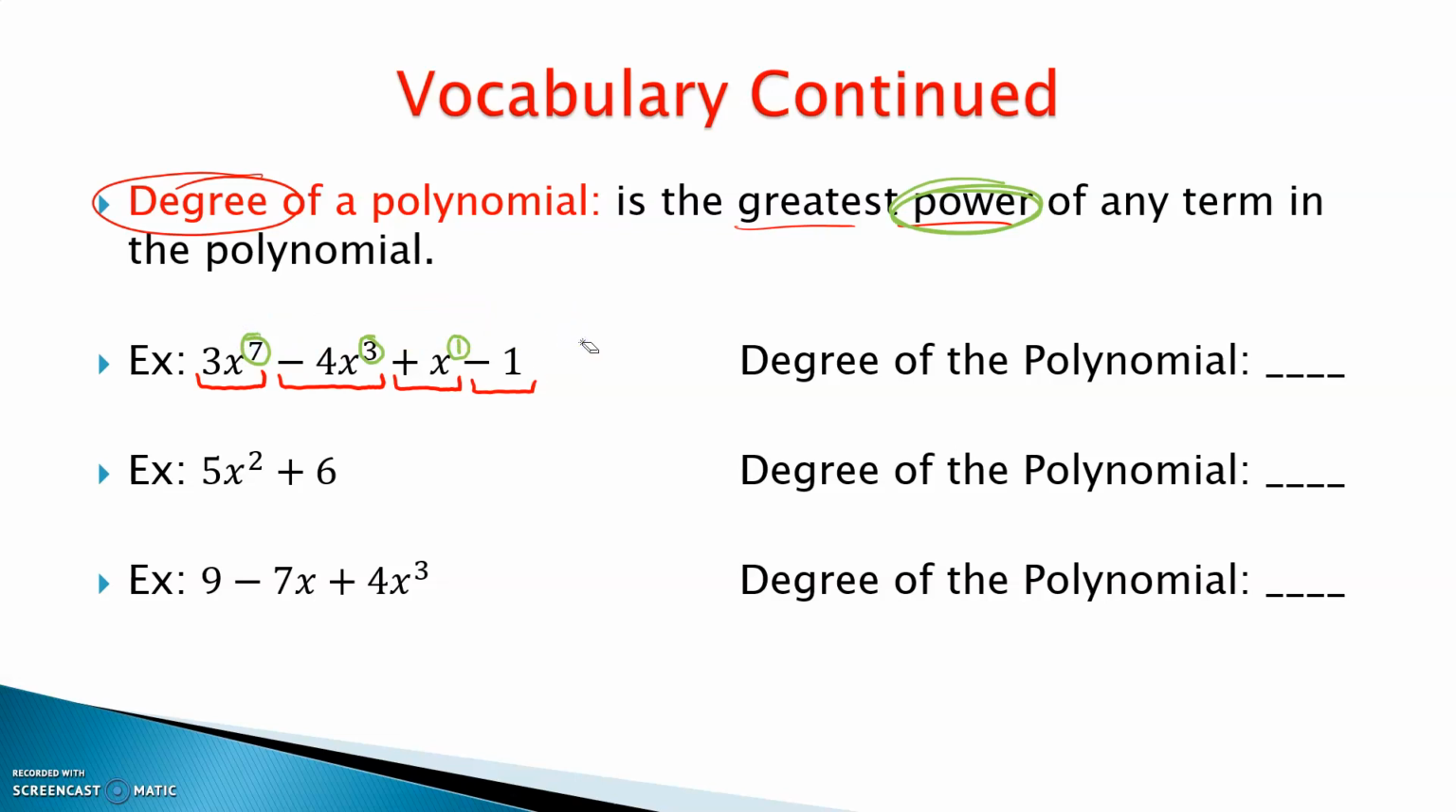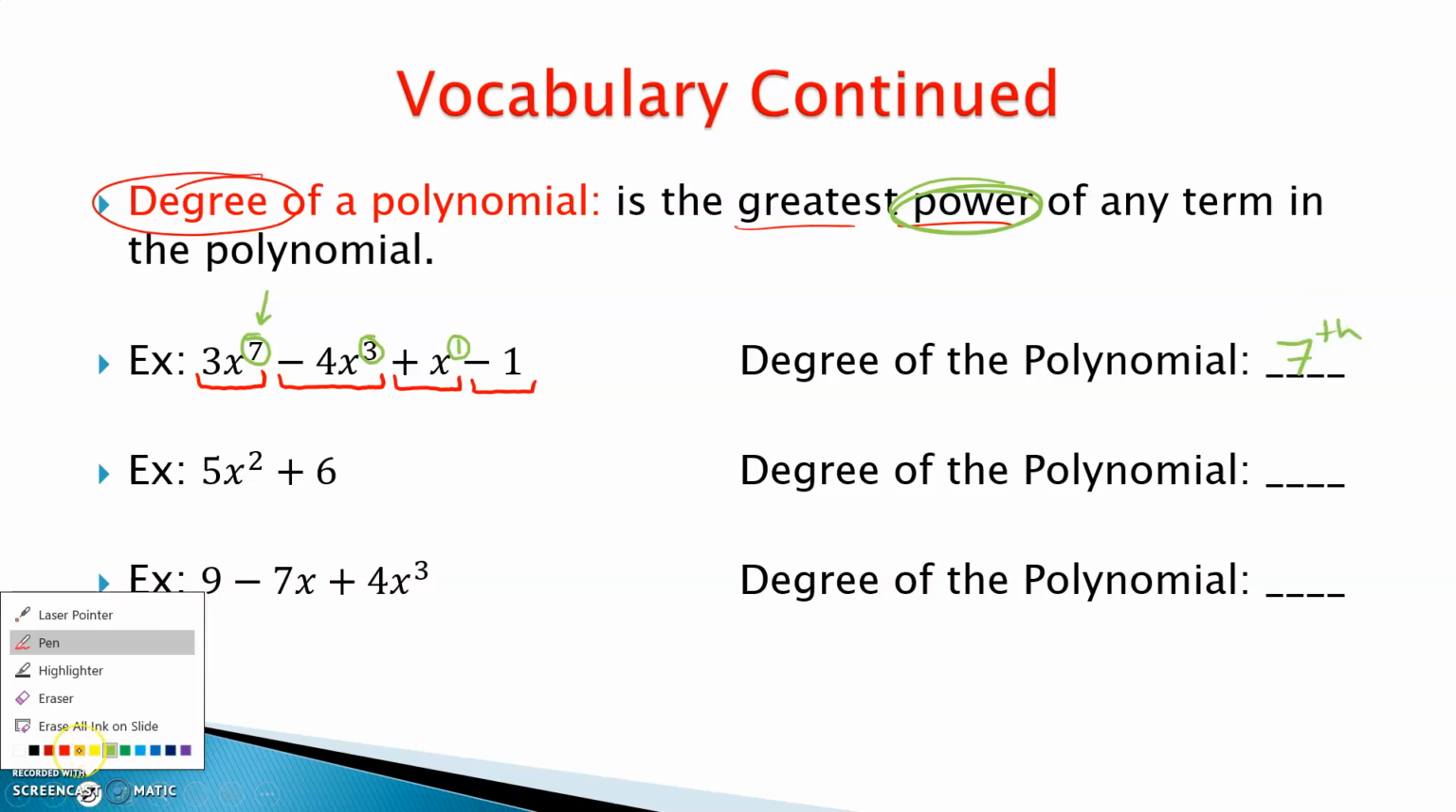So what is the degree of the whole polynomial? What's the biggest number we see? The biggest exponent, I should say. Let me be specific. The biggest power, the biggest exponent is 7. This is a 7th degree polynomial. And again, you won't use this in Algebra 1, you use this a lot more in Algebra 2. It's a nice note, but it leads into my next definition on the next slide.